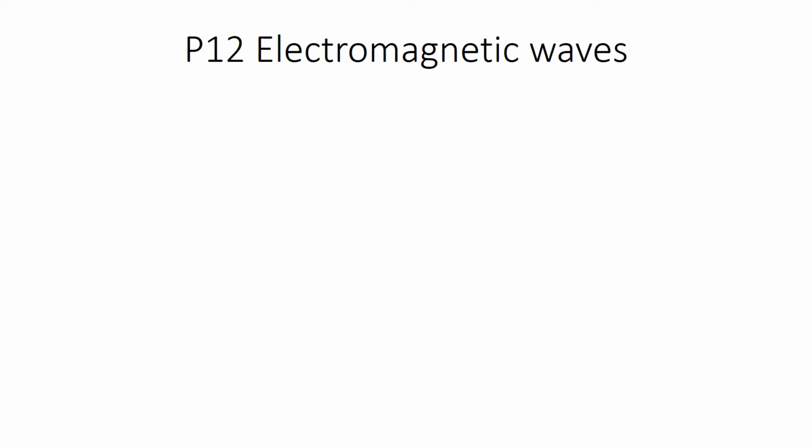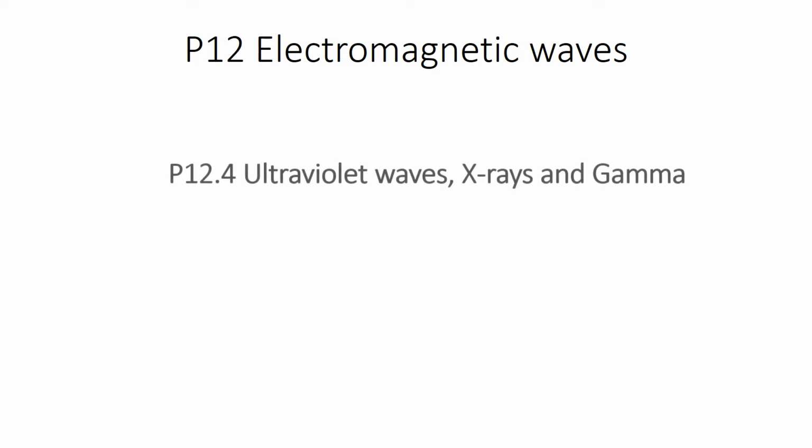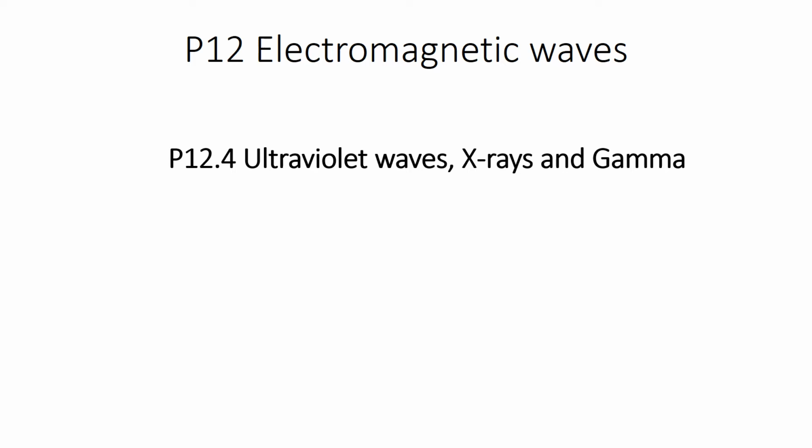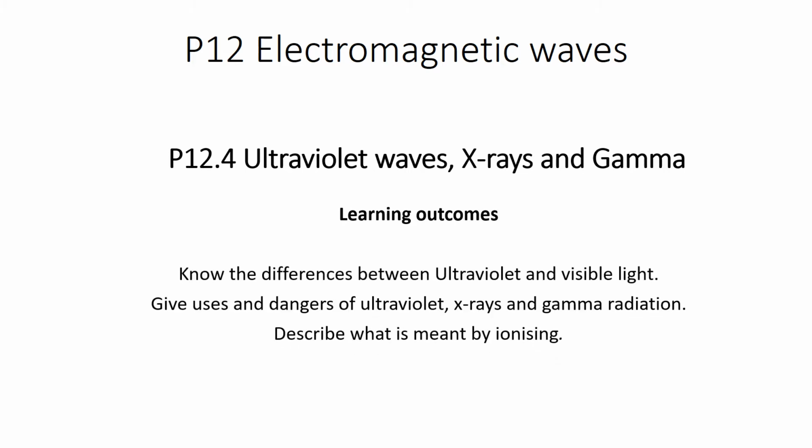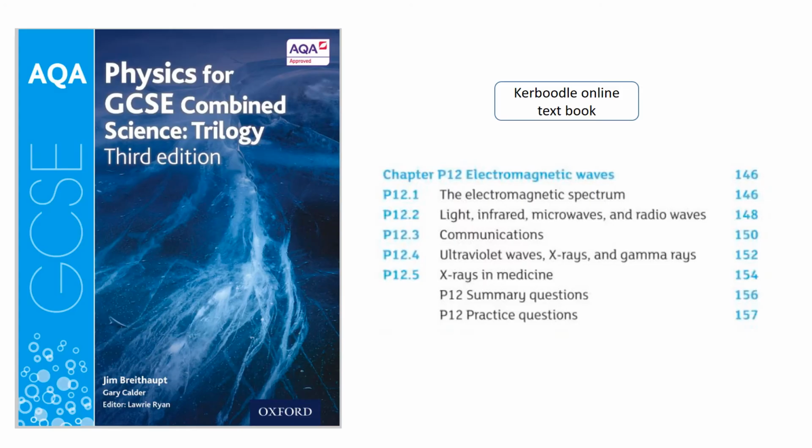Hello Year 10, so today we're looking again at electromagnetic waves, and in particular UV waves, X-rays and gamma waves. So again, here's today's learning outcomes. And the term ionizing, ultraviolet, X-rays and gamma, we need to be aware of each of those and their meanings, the uses of each of these and the dangers. It's quite important that we can understand how ionizing radiation can damage cells.